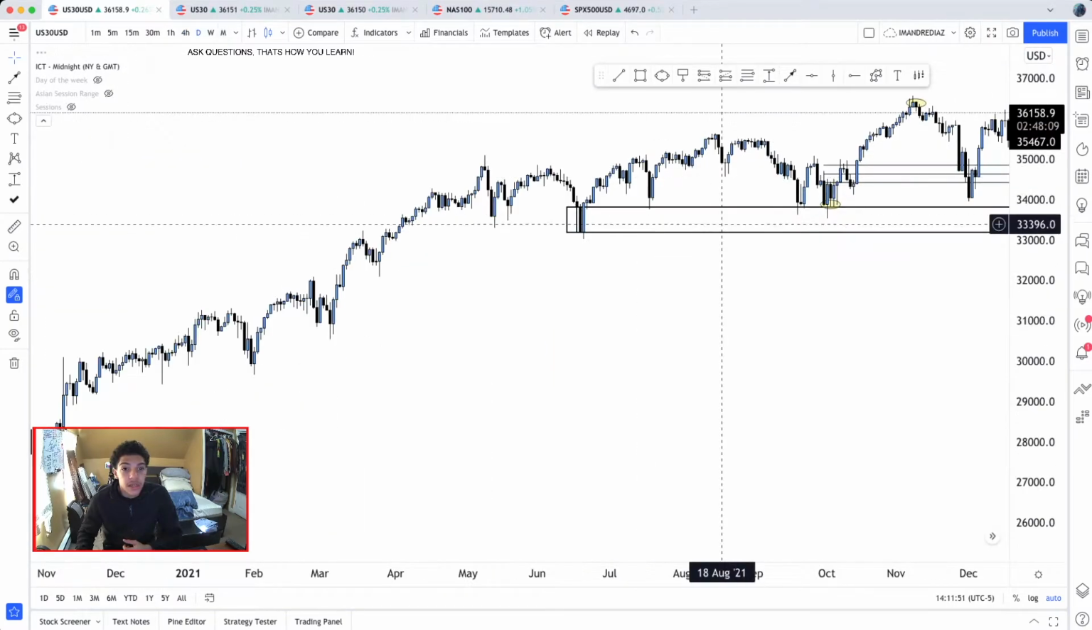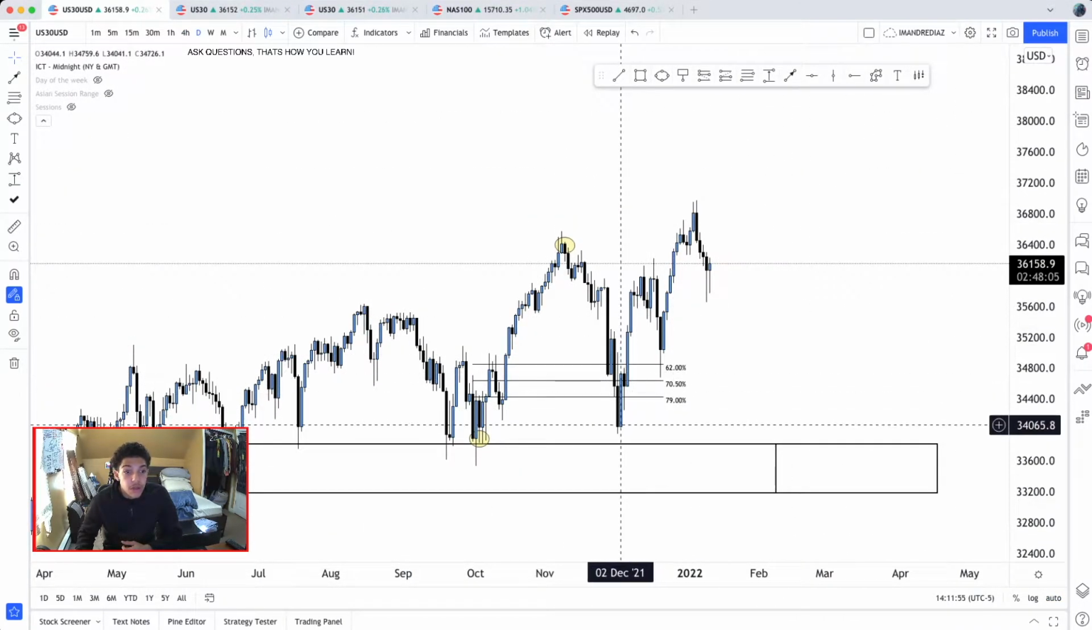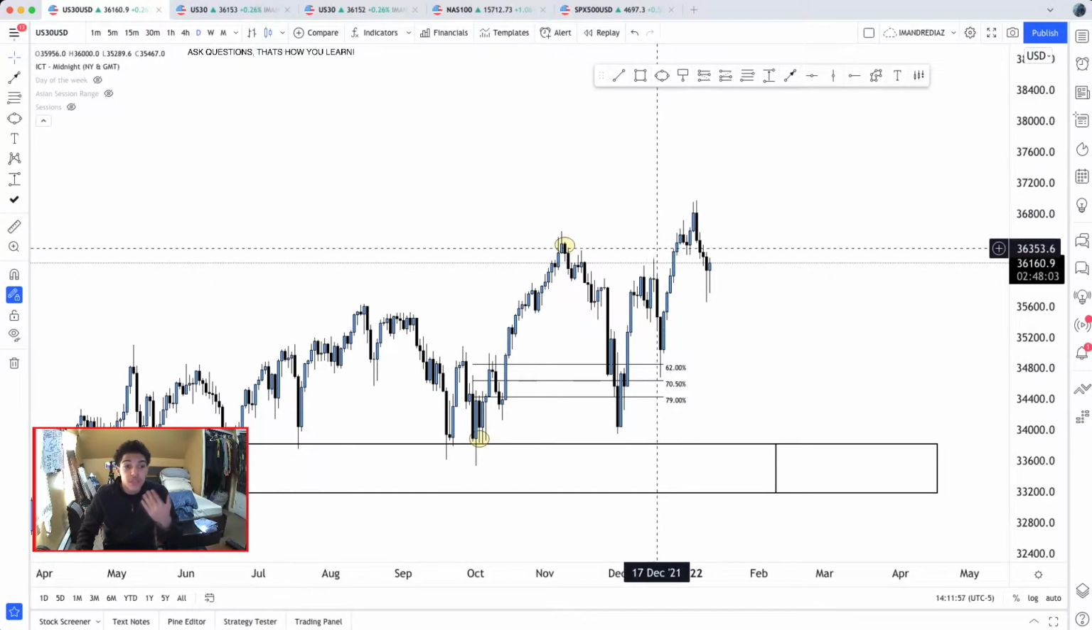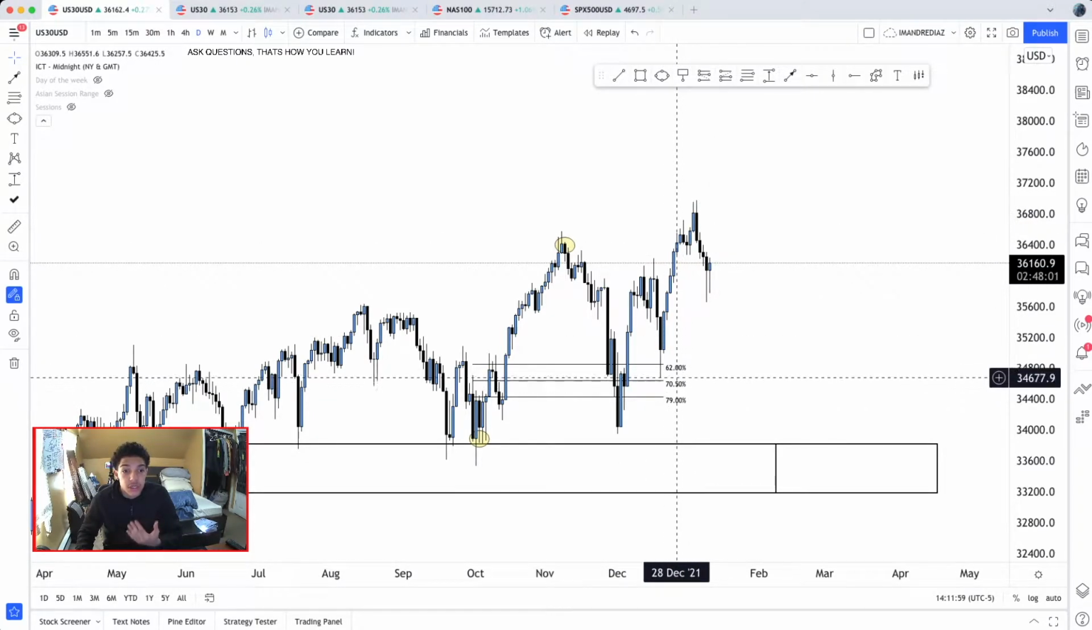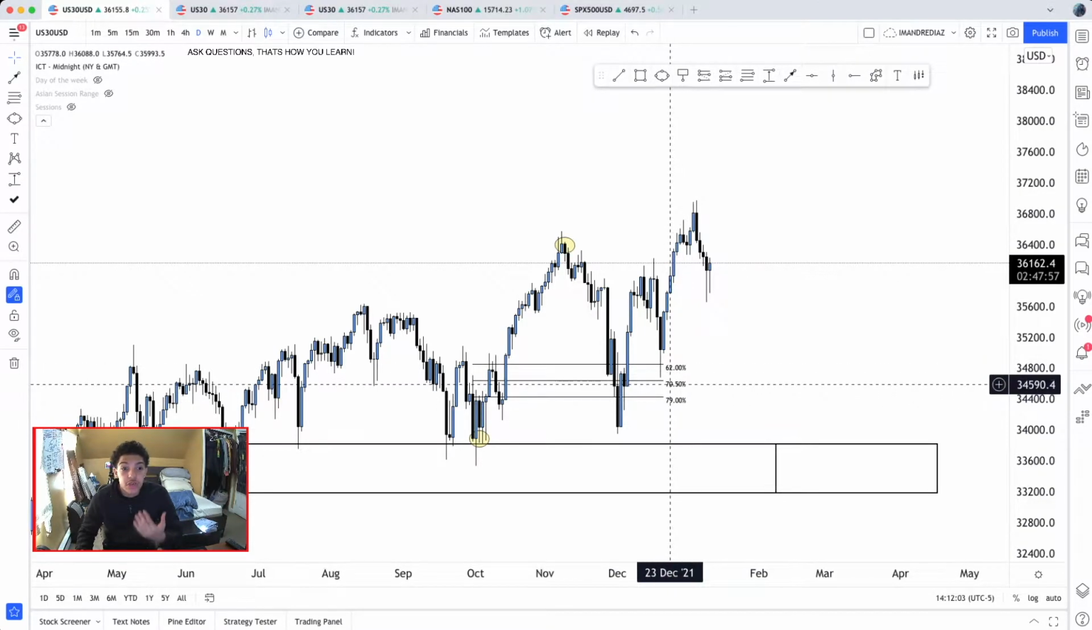Now let's go back to the daily. We're just going to stick to this. But you can see that price from here closed above and pushed higher. So what the Fibonacci is doing is measuring how far price is likely to retrace. The 62% to 79% is how far it retraced. It retraced 62% all the way to 79%.